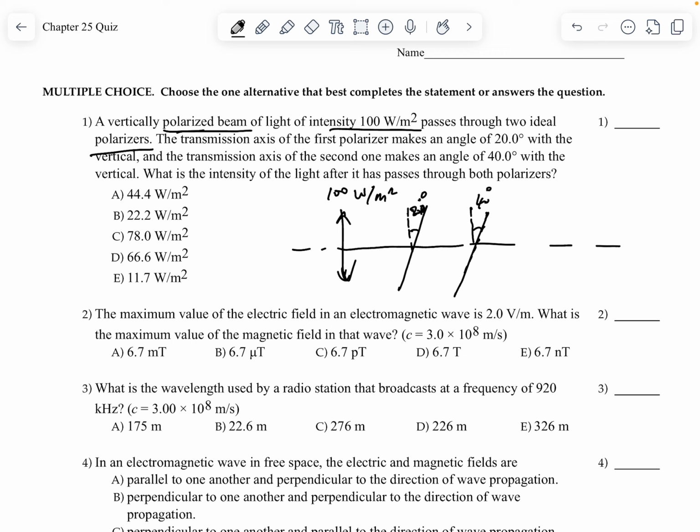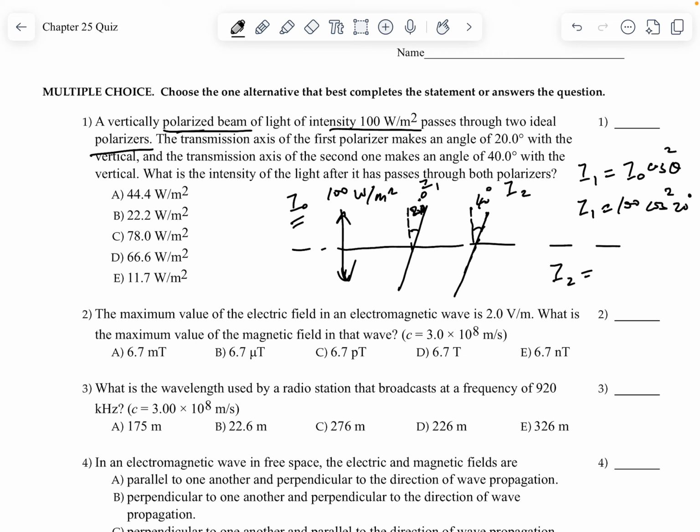All right, so from the law of Malus, we know, this is I naught, I1, I2. When you pass polarized light through a polarizer, I1 equals I naught cosine theta squared, where theta is the angle between the polarizer and the direction of the polarized beam. So here I1 equals 100 cosine 20 degrees squared.